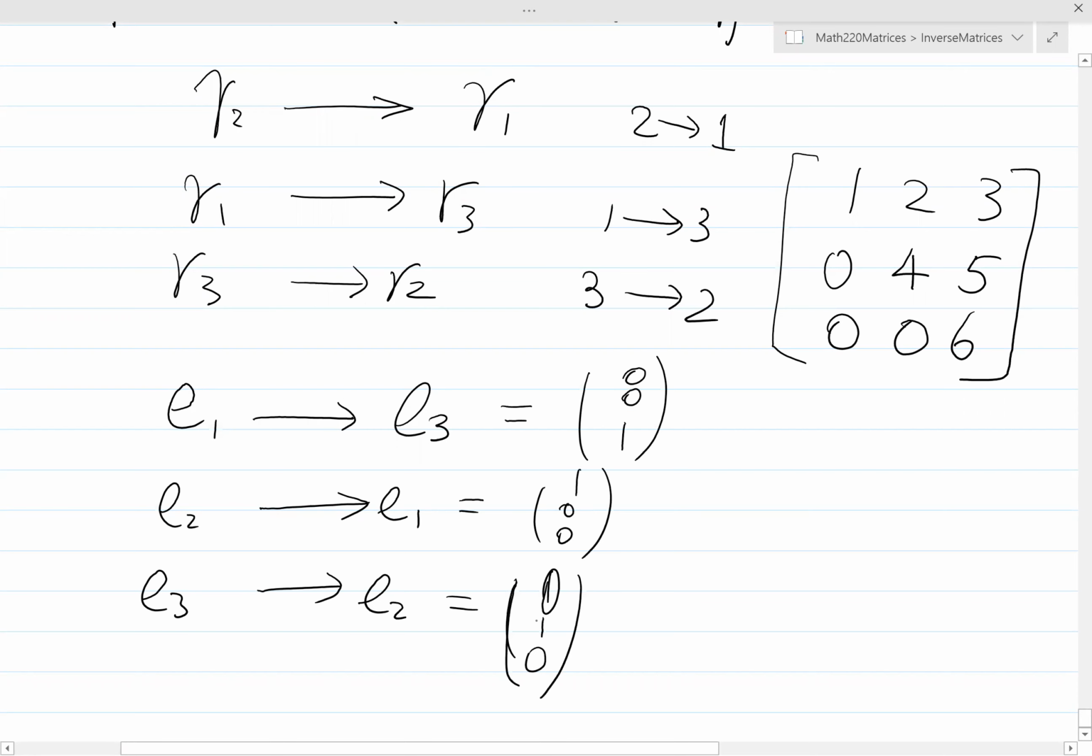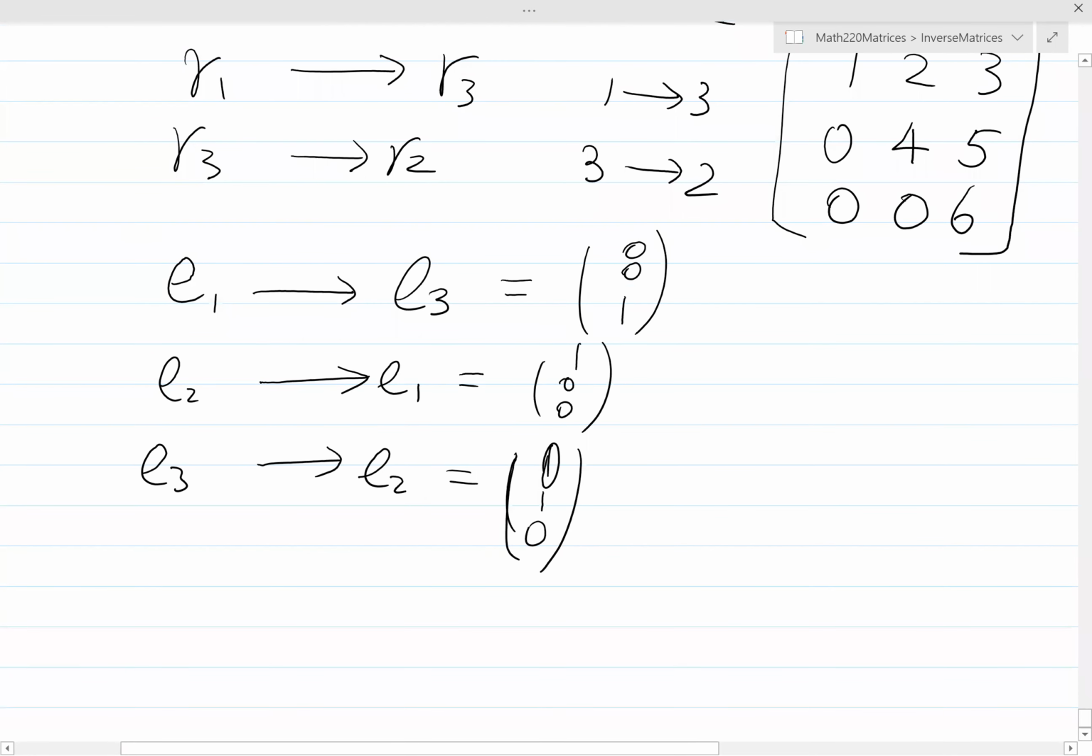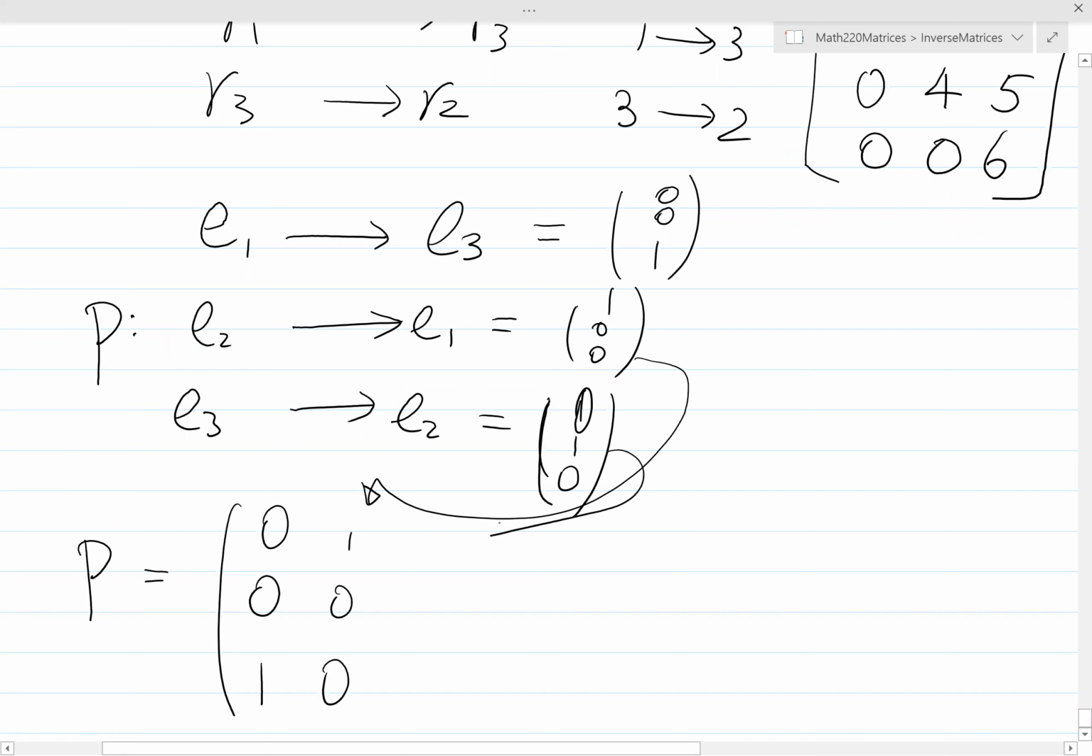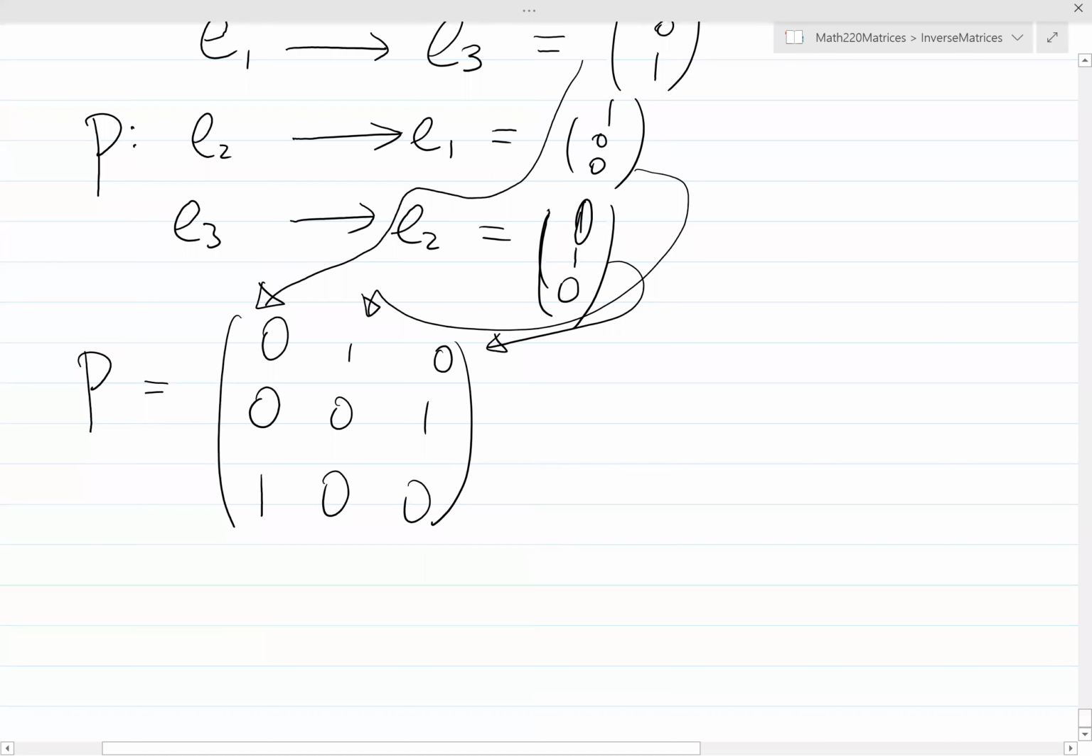Okay. So according to the image, E1, E2, E3, this gives us the column of this permutation. So P should have as its first column the image of E1, 0, 0, 1. The image of E2 is the second column, which in this case is 1, 0, 0. The third column is given by this, which is 0, 1, 0. So we can check P.